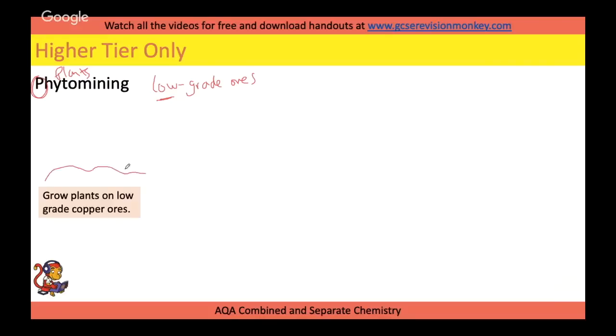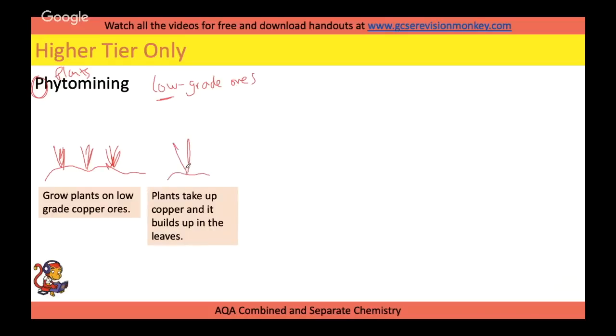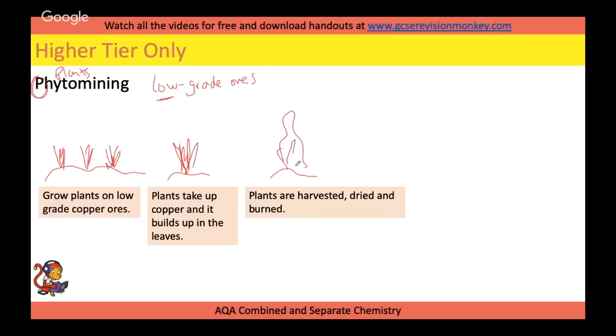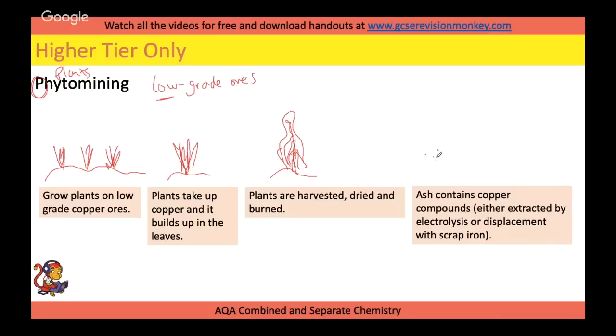First of all, you'd have your ore, and you'd grow plants on your low-grade ores. The plants would take up the copper in the leaves, and it will build up in the plant. You will then harvest them, dry them out, and then burn them. And then you would end up with some ash which contained copper. Now, unfortunately, copper is not magnetic, so you can't just put a giant magnet here to extract the copper. You'd have the plant material and the copper.